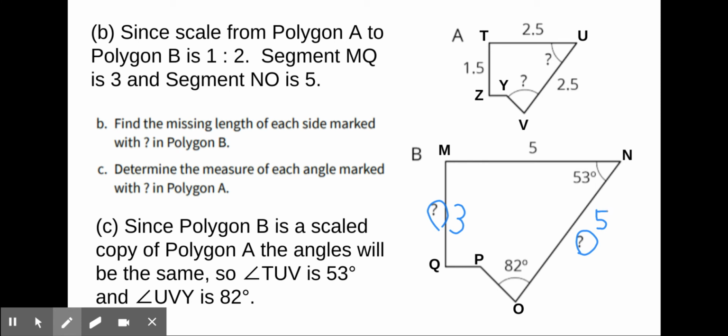Now let's talk about angles. It says determine the measure of each angle marked with a question mark in polygon A. Well, we're looking for what this angle is and this angle right here. And because we have a scaled polygon, the angle is going to be the same. This one, 82, is going to match with this one right here. It's going to be the same, just like this one right here. It's going to be the same as this one right here. So hopefully that helps get a little bit better with drawing on the slides here.